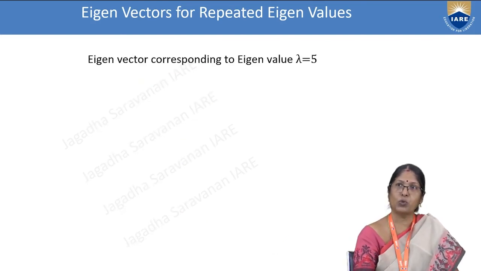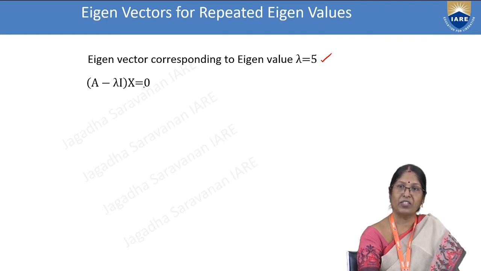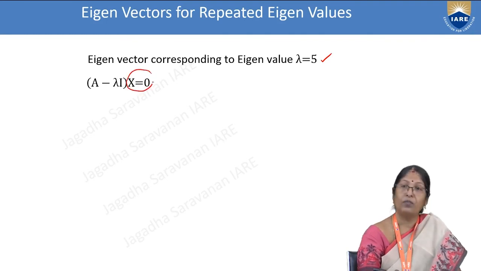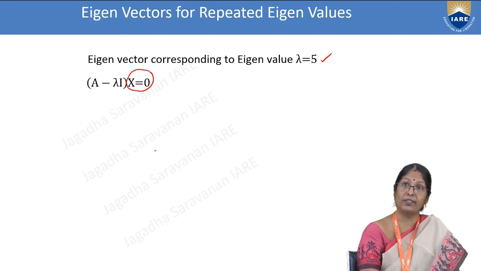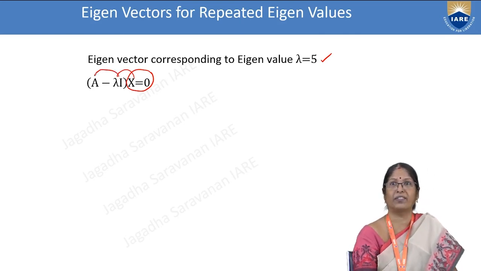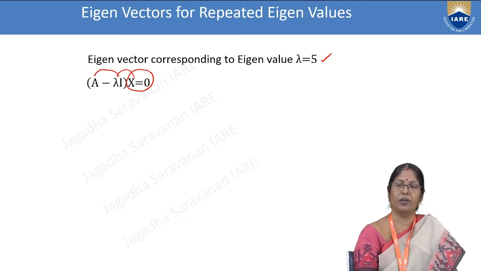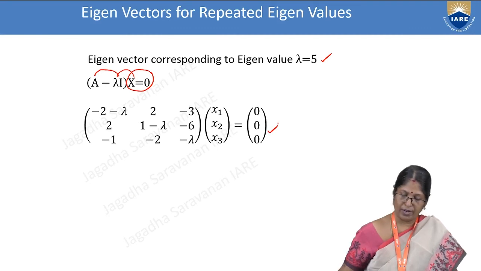So, the eigenvector corresponding to the eigenvalue, first lambda equal to 5, we are finding. A minus lambda I times x equal to 0; the non-zero solution x of the homogeneous system is the eigenvector for the eigenvalue lambda of our given matrix A. That is our given problem.